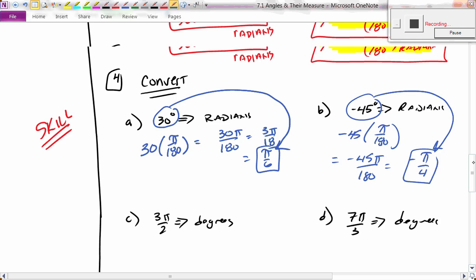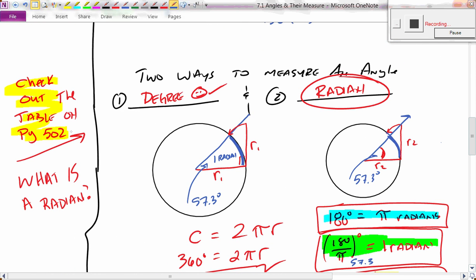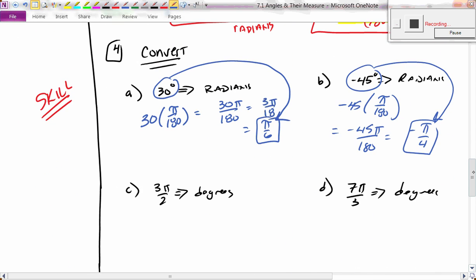By the way, there is a great table on page 502 that you should probably look at in your book. You should check it out. Okay, now let's go the other way.